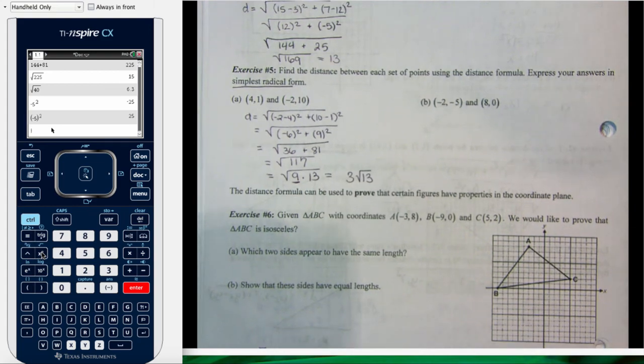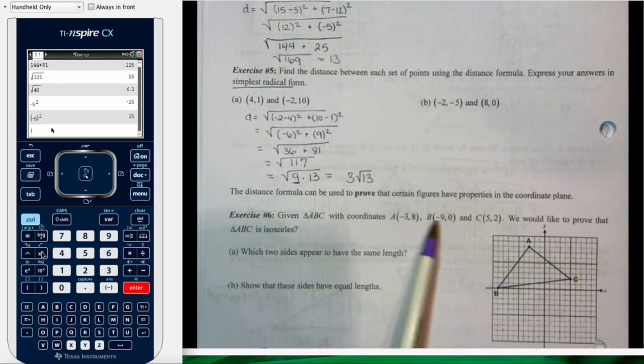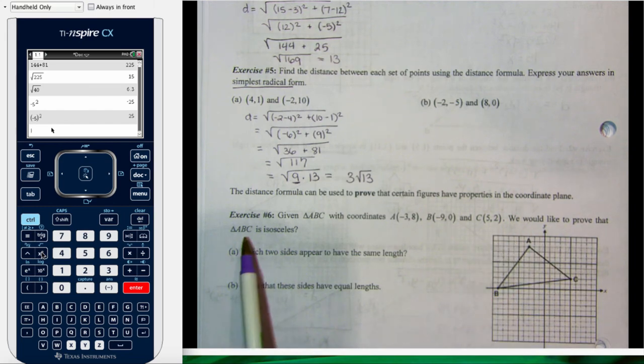All right, so we can also use the distance formula to prove certain figures have certain properties in the coordinate plane, and this is actually what we're going to look at in our next chapter after break. But for now, if we want to just get a small glimpse at what it's like. So with this one, we're given that triangle ABC has coordinates A, B, and C, and they have it drawn for us. We would like to prove that triangle ABC is isosceles.